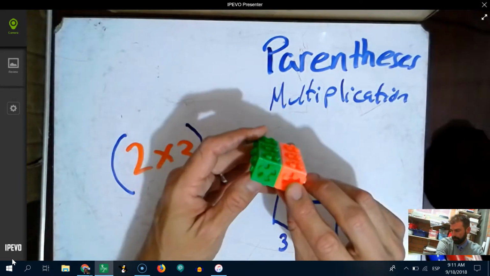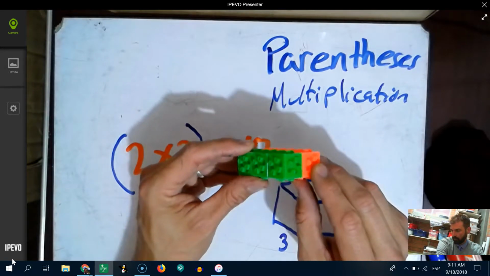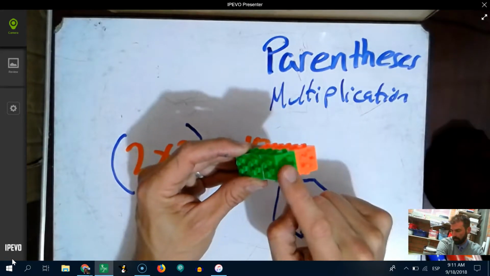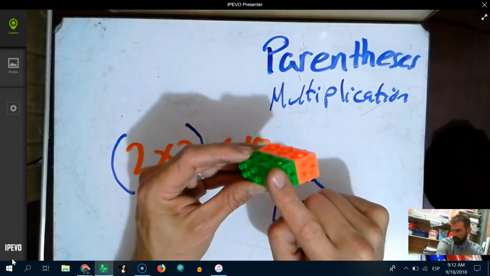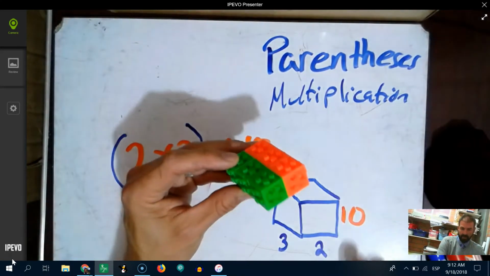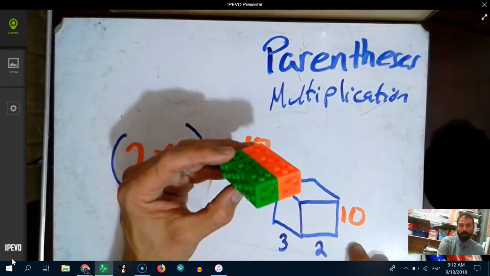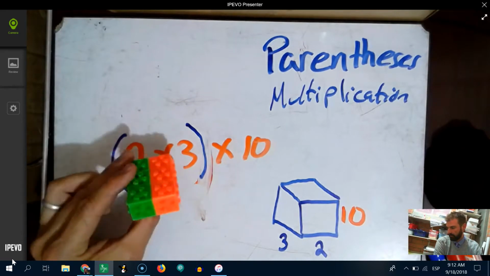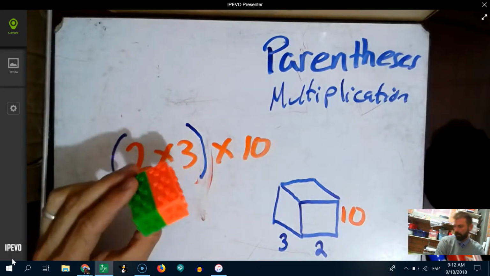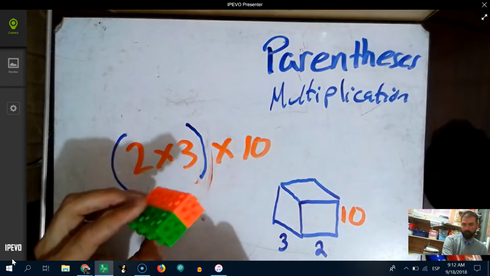Now let's try and build this. So we have 3 cubes and we have that twice. So we have a 3 by 2. Right now this is only one layer. To make this figure, I would need 9 more. So here's my 2 by 3. That's in the parentheses. I have 2 by 3.